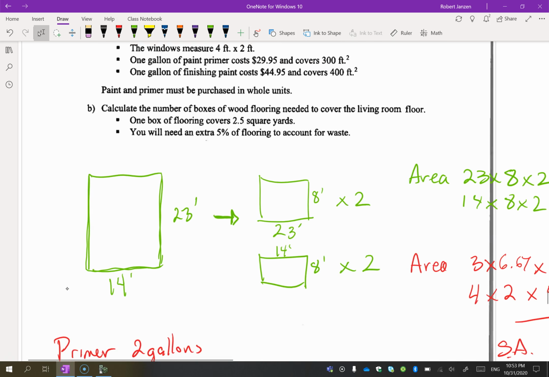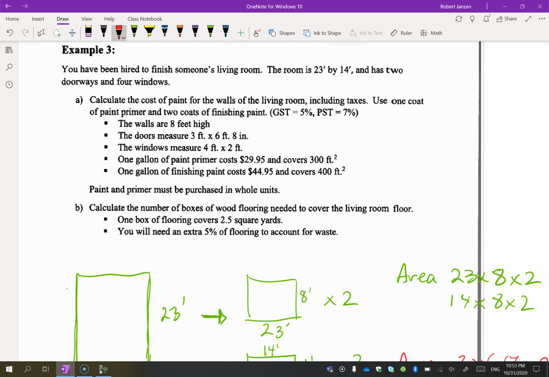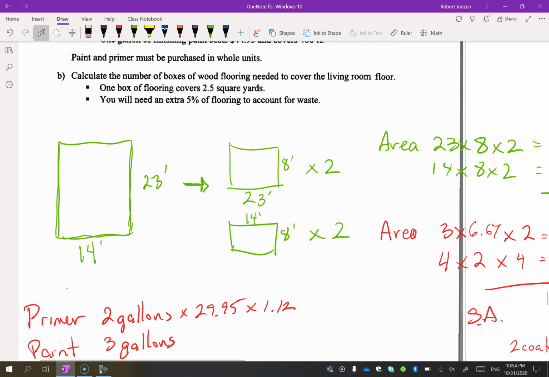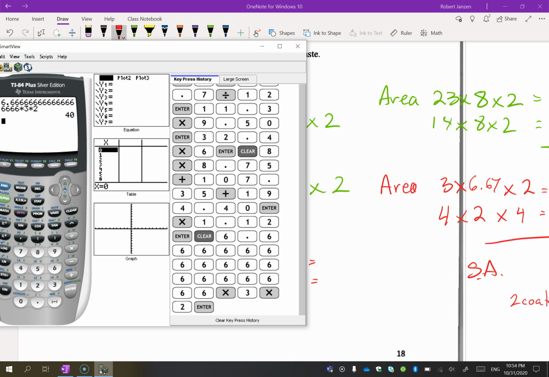Okay, so primer costs $29.95 times 1.12, right? Because it says GST is 5 and PST is 7. And then the paint is $44.95 times 1.12. Okay, so just check out what we're doing here. 2 gallons, 2 times $29.95, whatever that is, we're multiplying by 1.12 to give us the cost including taxes.